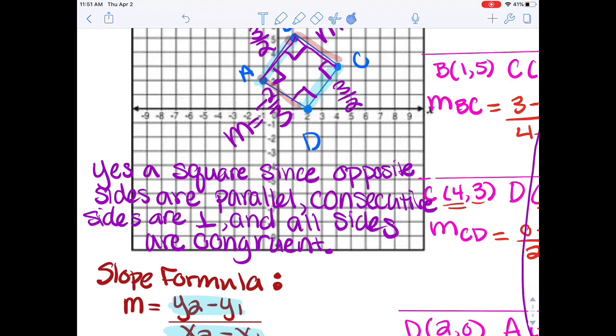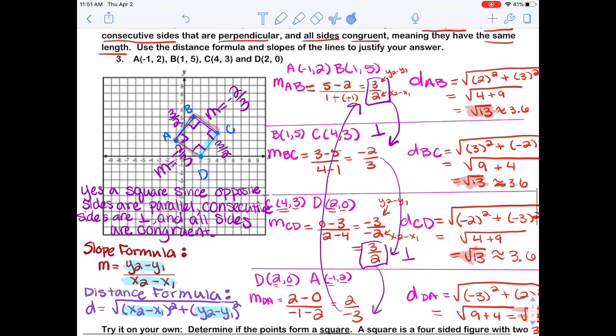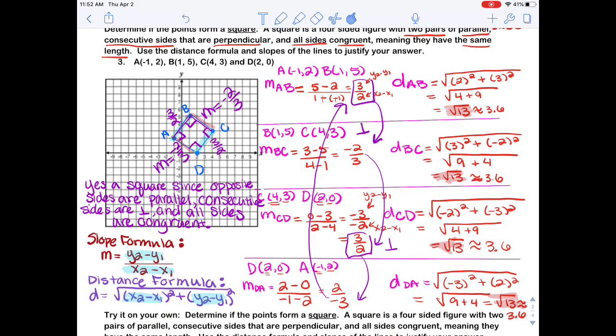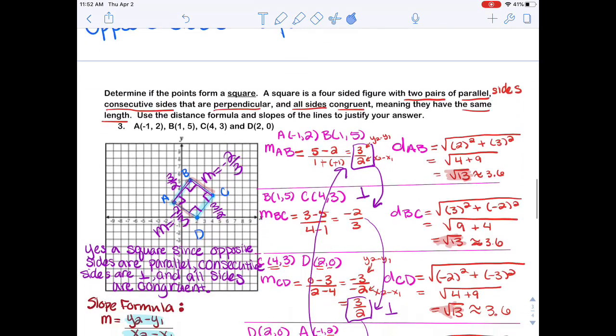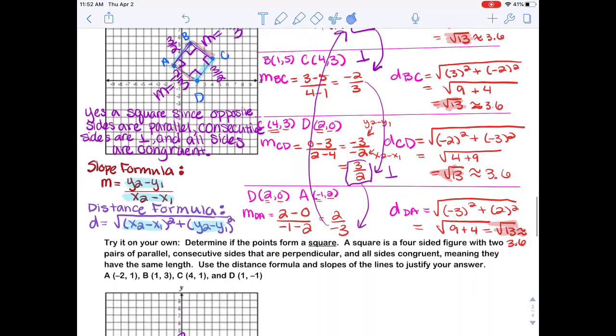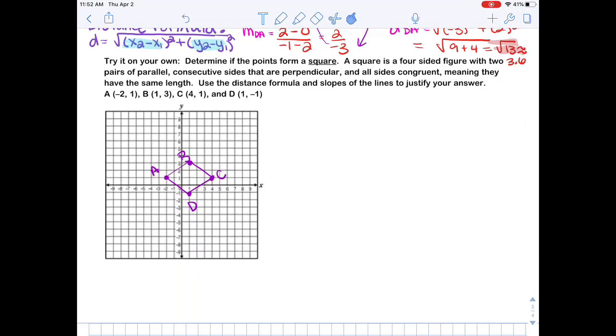So the squares are the ones that are the most complicated because you have to check for 3 things. You have to check for opposite sides parallel, consecutive sides perpendicular, and all sides are congruent. So that requires you to find the slopes and the distance formula. You're going to do one of those on your own as well. Make sure you check Google Classroom.